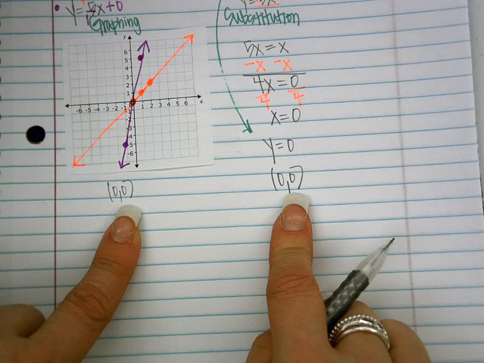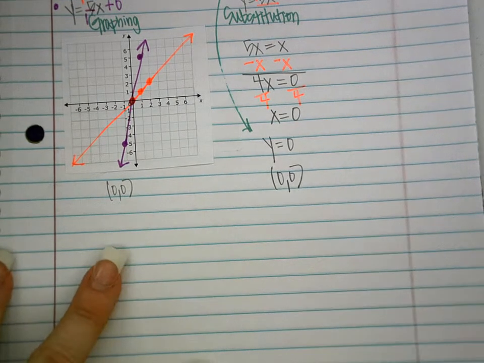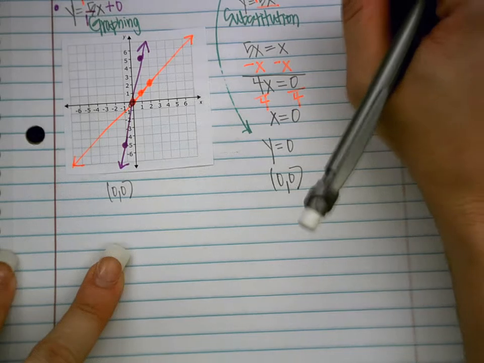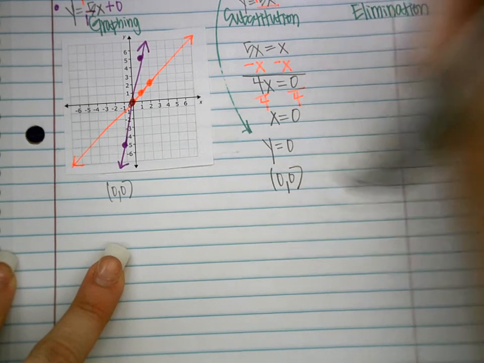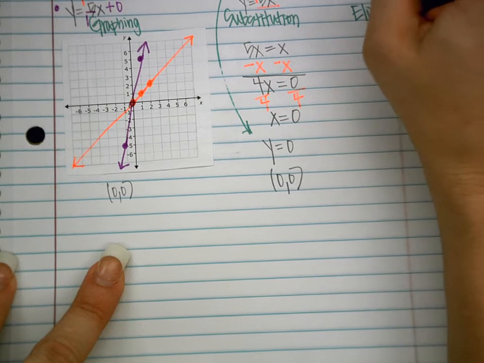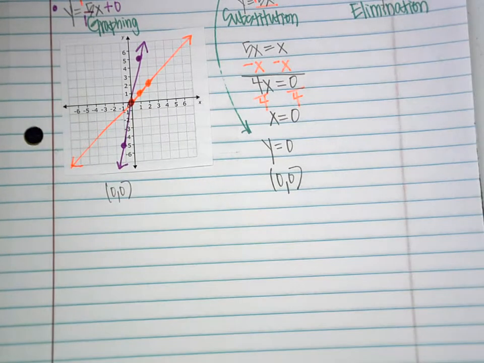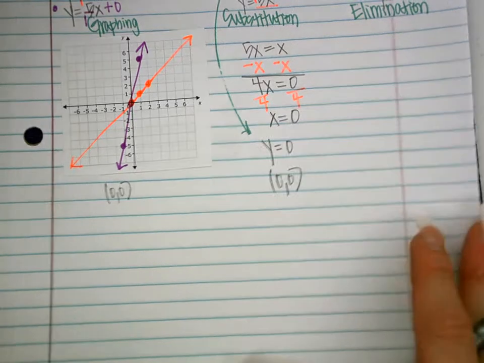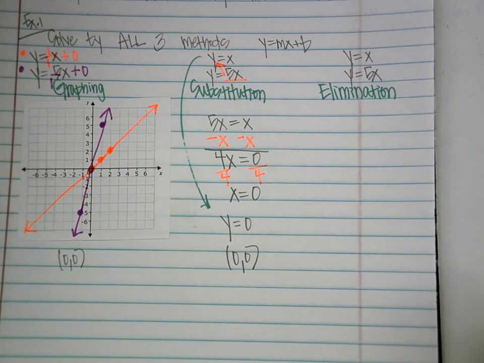There is one more way that you can solve. The last way that you can solve is something called elimination. Again, I'm going to show you the exact same equation, but using the elimination method. Oops, sorry, you can't even see it. The elimination method is where we want to add the two things together and get something to eliminate.